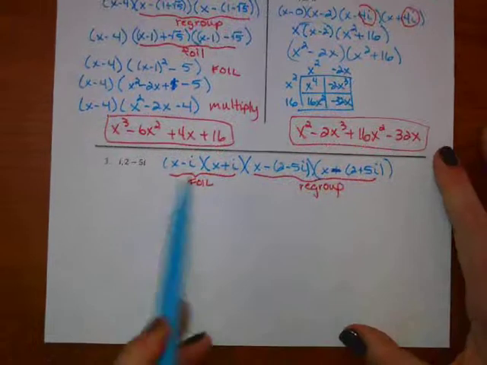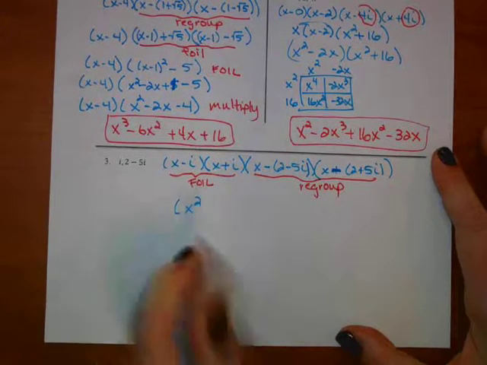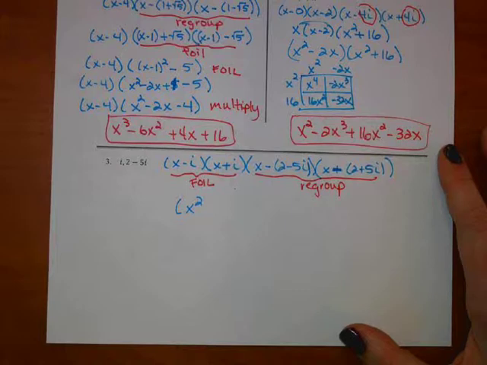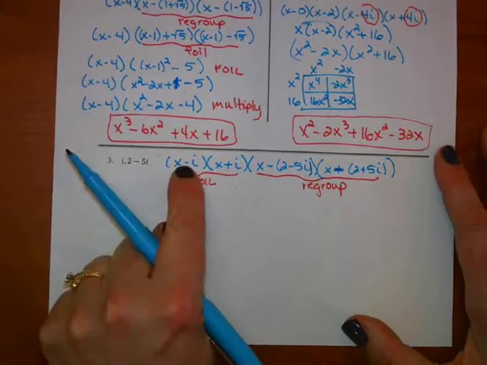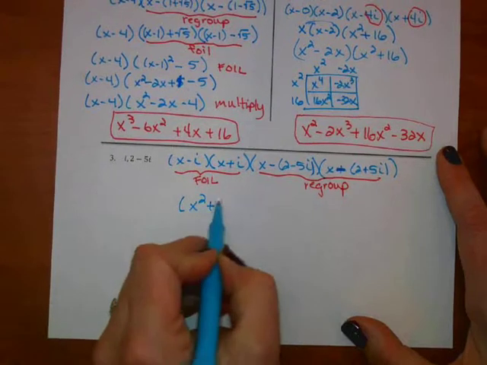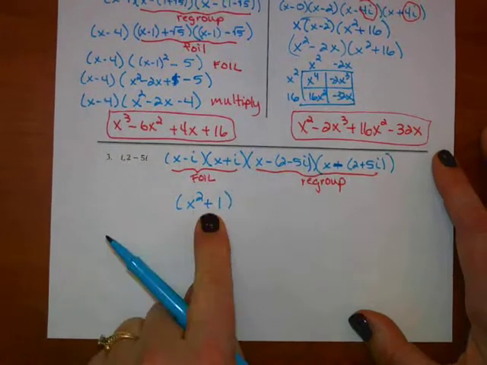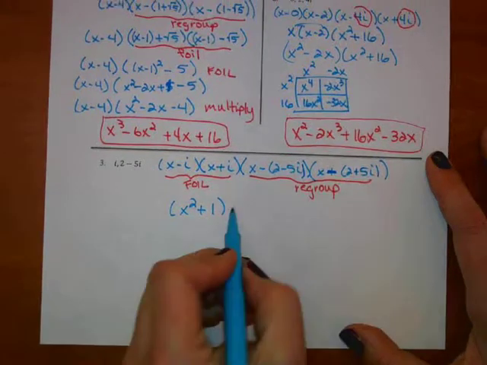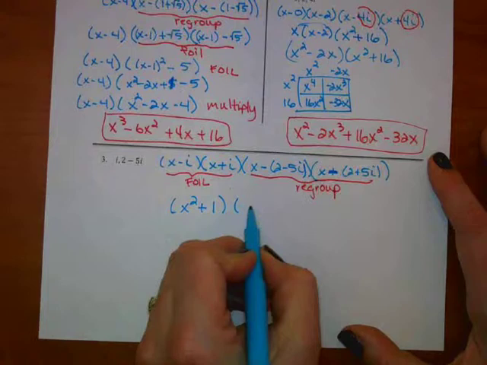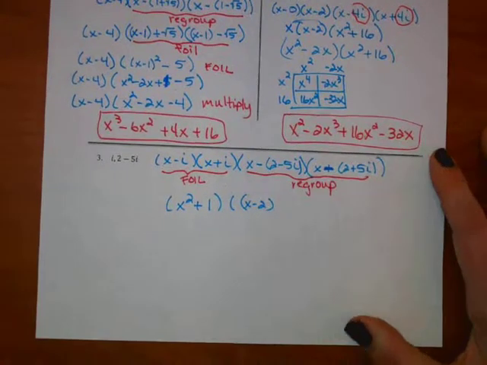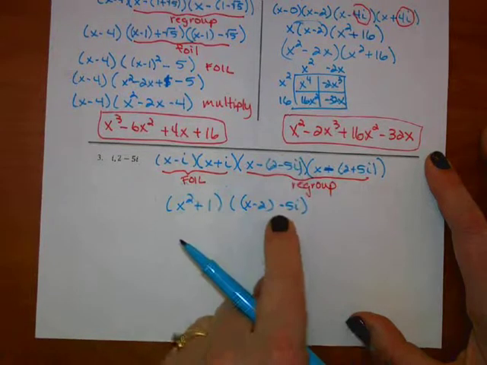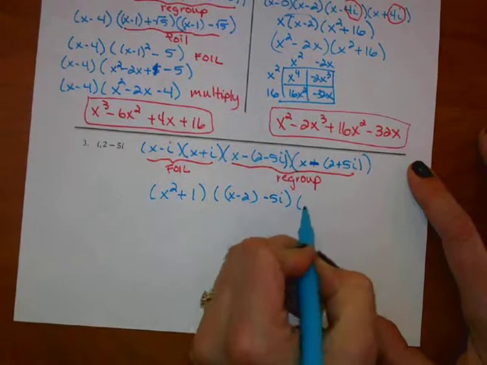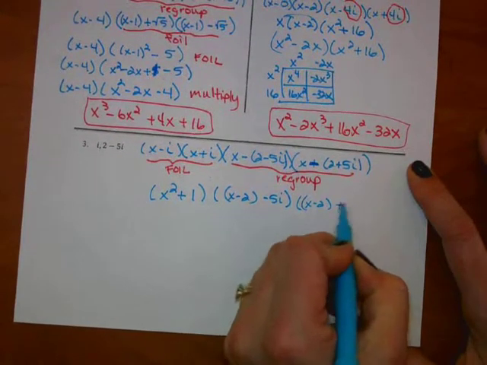So when I FOIL this, I get x squared, the middle term goes away, right? And I have i times i, which is what? i squared, which is what? Negative 1, but because of that negative, it becomes what? Plus 1, yeah. So that went to that. And then here, I'm going to regroup now. x minus 2 minus 5i. So I regrouped that one. And then x minus 2 plus 5i.